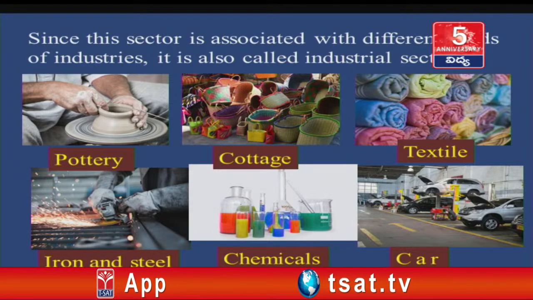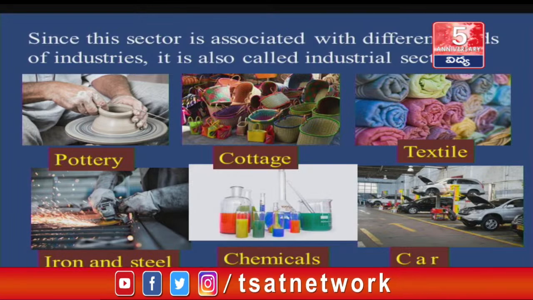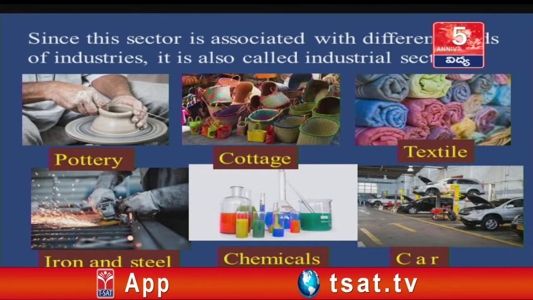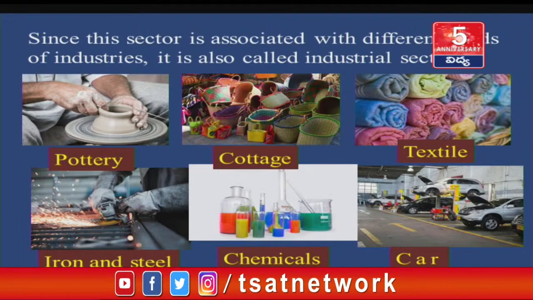We see many products. Pottery, for example, and cottage industries, meaning manufacturing of basket-type items, and textiles. In textiles we see small industries as well as big industries. Iron and steel industry, chemicals, automobiles, meaning manufacturing of cars and two wheelers. All of this is part of the industrial sector only.